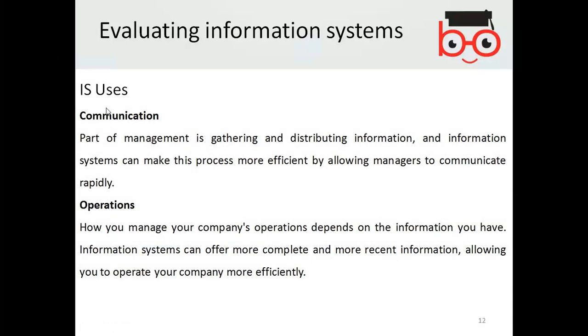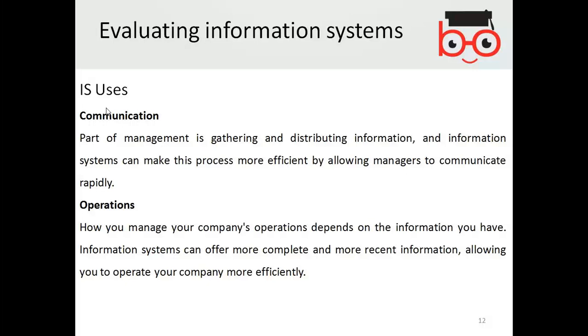Information system uses: obviously it is used in communication. Part of management is gathering and distributing information, and an information system can make this process more efficient by allowing managers to communicate rapidly. So the major and core concern of the information system is basically communicating the business processes and information within the organization. That is one of the important uses.